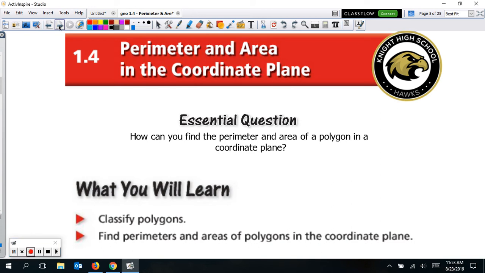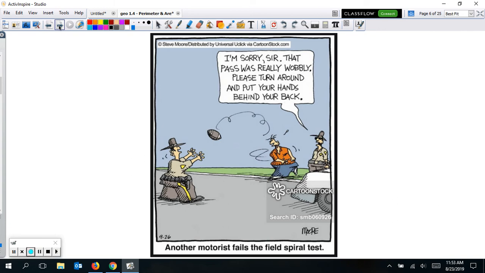But before all that, let's take a quick look at the cartoon of the day from In the Bleachers. It says, another motorist fails the field spiral test. You may be familiar with the field sobriety test. When somebody gets pulled over for drunk driving, they give them a field sobriety test where usually you have to walk a straight line. But here is a motorist having to do a field spiral test. And one officer says, "I'm sorry, sir, that pass was really wobbly. Please turn around and put your hands on the back of your head." Because he can't throw a spiral.